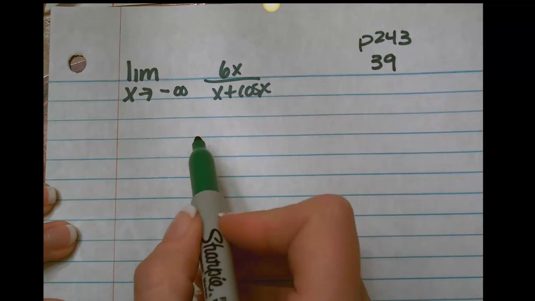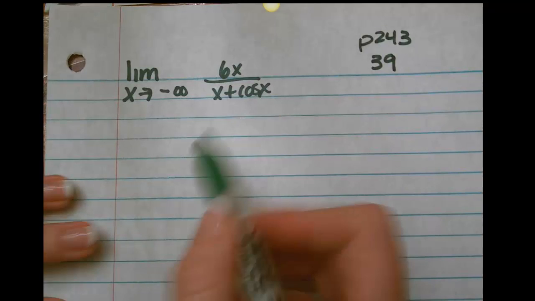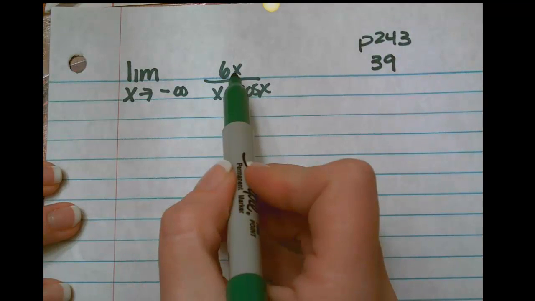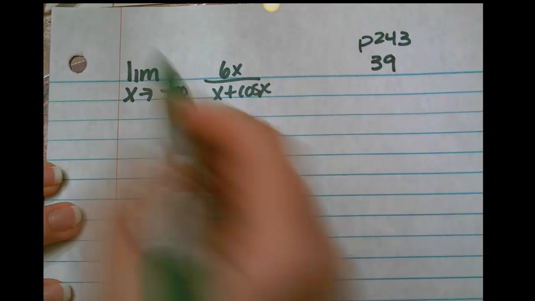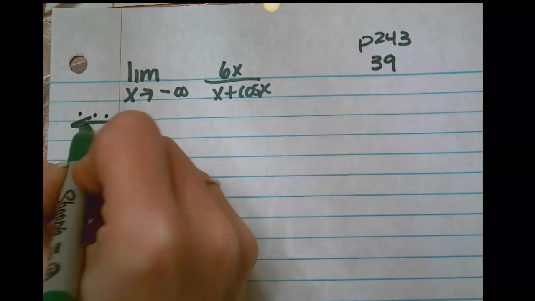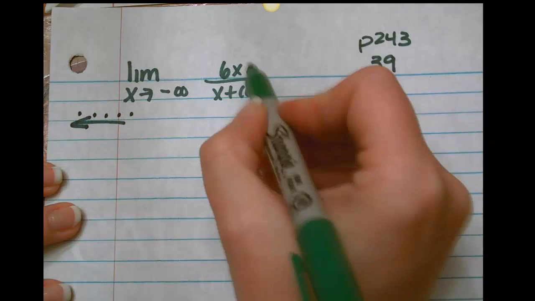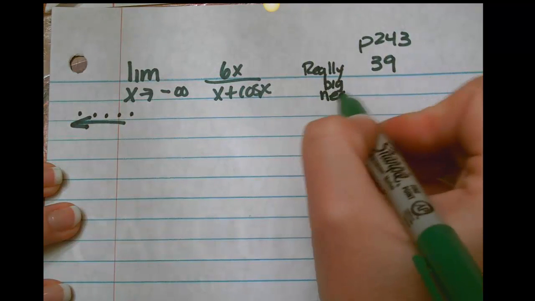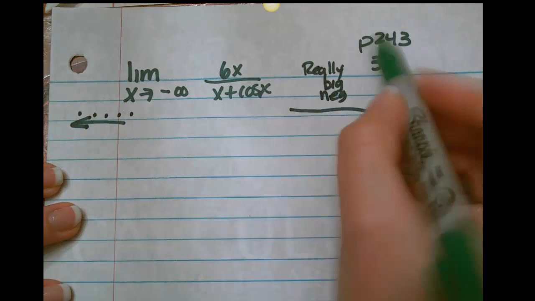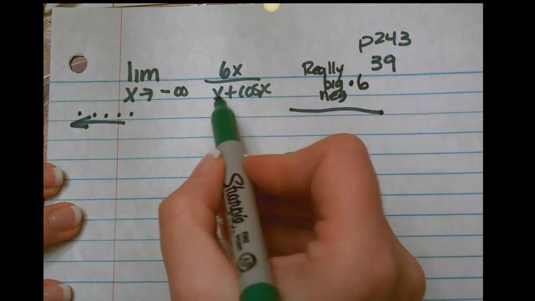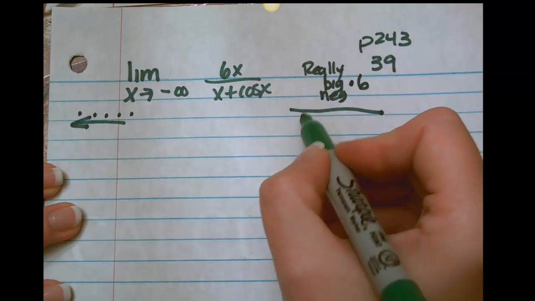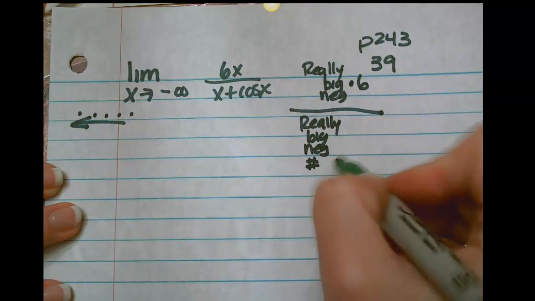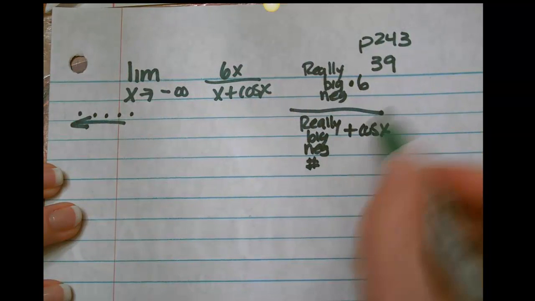I can use squeeze theorem on this, and I will show you the algebra in just a minute, but let me think through this first, and then the squeeze theorem should make sense. As I pick really, really negative values on the number line, this numerator is going to be a really big negative number, and this is going times 6, right? And then I have a really big negative number, all right, plus the cosine of x.